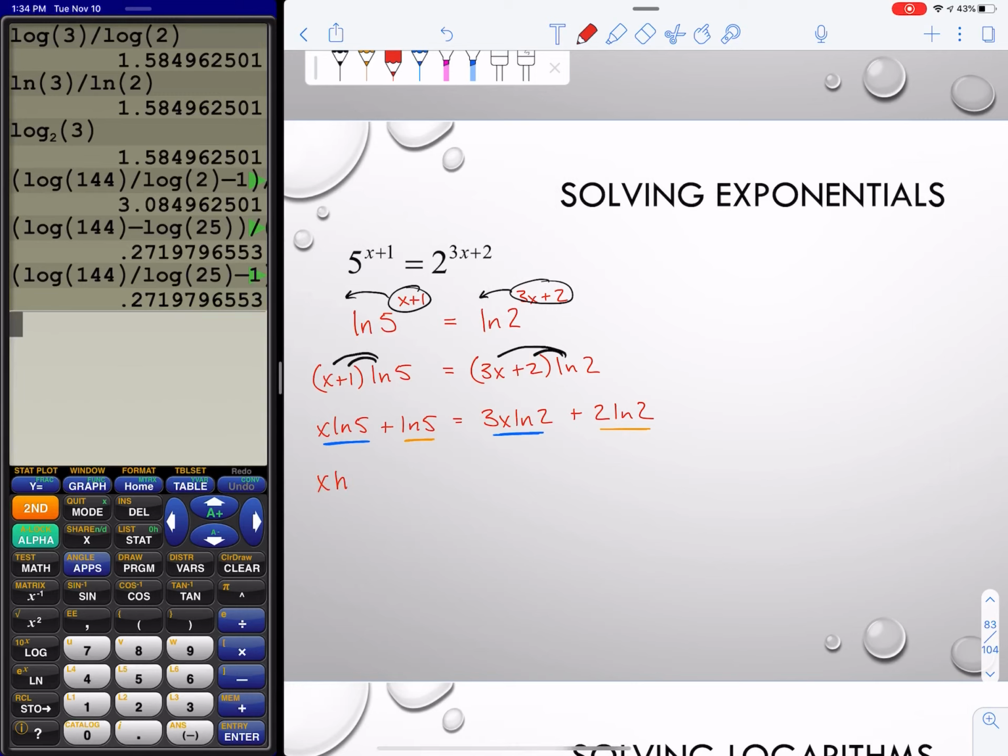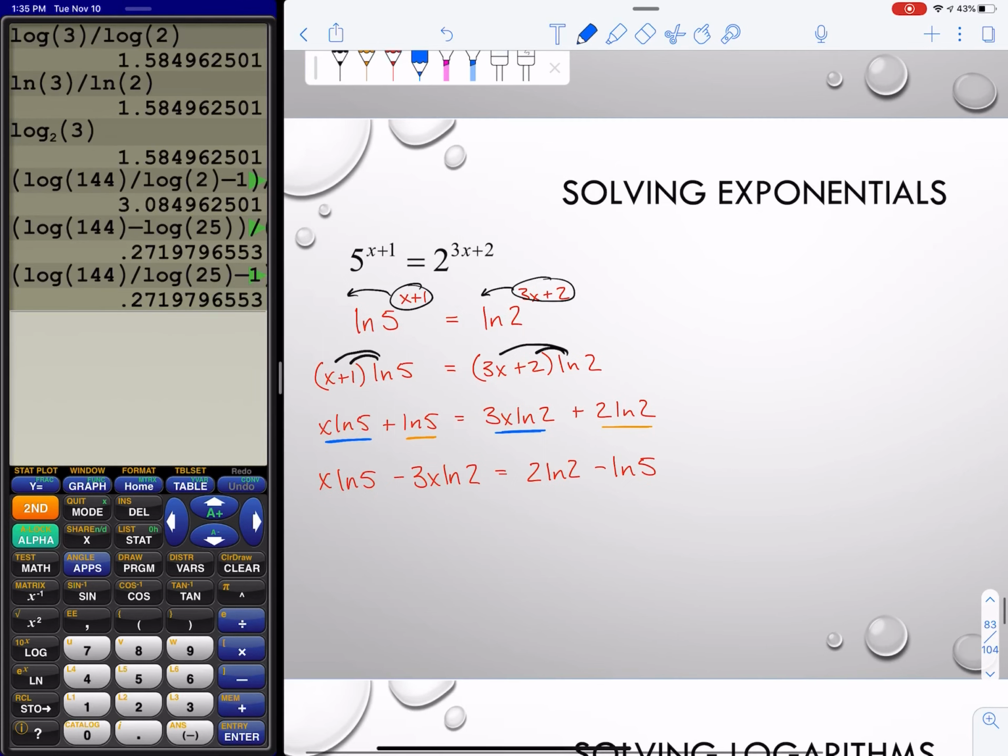I'm going to have x natural log of 5 minus 3x natural log of 2 equal to 2 natural log of 2 minus the natural log of 5. On the left-hand side now, I've got a GCF here, right? That GCF is x. So when I factor that out, I'm going to have x times the natural log of 5 minus 3 natural log of 2 equal to 2 natural log of 2 minus natural log of 5.